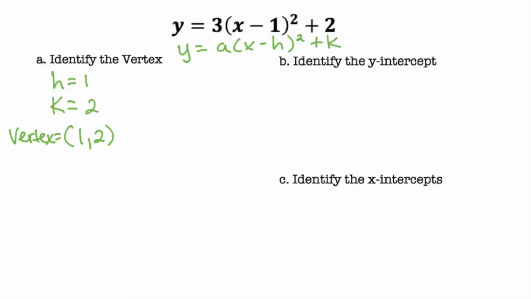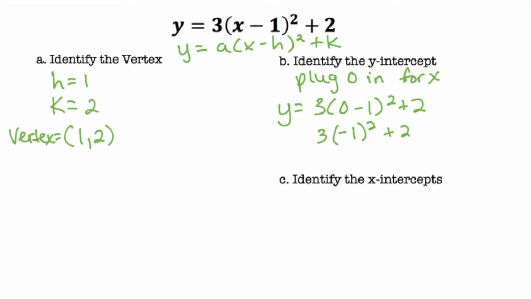Then we're going to find the y-intercept by plugging 0 in for x. We replace x with 0, and 0 minus 1 is negative 1. Then you square negative 1, which is negative 1 times negative 1, which is positive 1. So 3 times 1 is 3, and 3 plus 2 is 5. So our y-intercept is 0, 5.